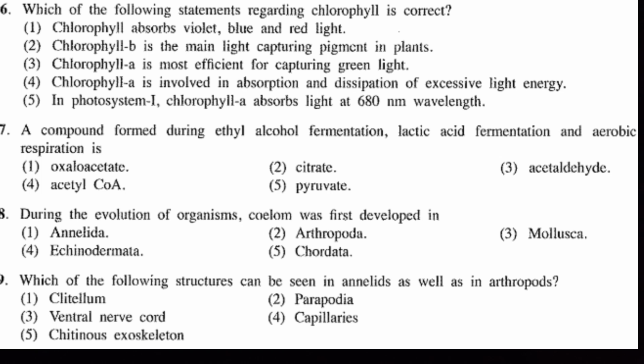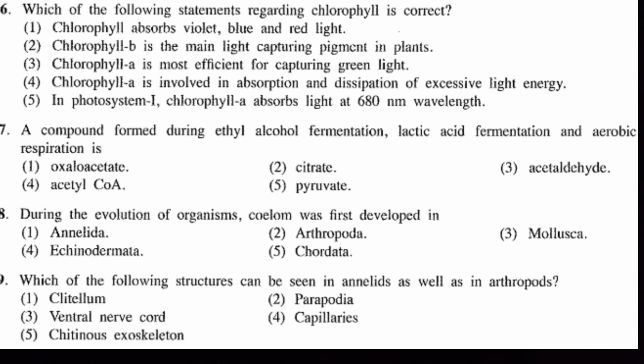Ninth question, which of the following structures can be seen in annelids as well as in arthropods? If we talk about these structures, clitellum. Clitellum is only found in Annelida. Then parapodia is only found again in Annelida. Then if we talk about capillaries, capillaries are not found in any of these organisms. Fifth one, chitinous exoskeleton is found only in arthropods. Answer is answer number 3.